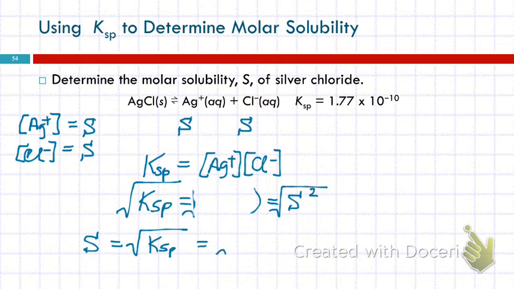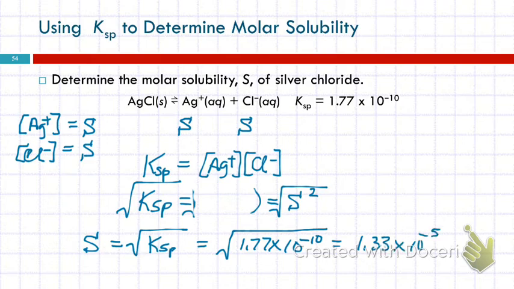I've been given the KSP. Sometimes you might have to go look it up. 1.77 times 10 to the minus 10. And so make sure you know how to tell your calculator to do this. On mine, I do the square root button, 1.77e negative 10. That gives 1.33 times 10 to the minus 5. And the unit will be molarity. Any questions?